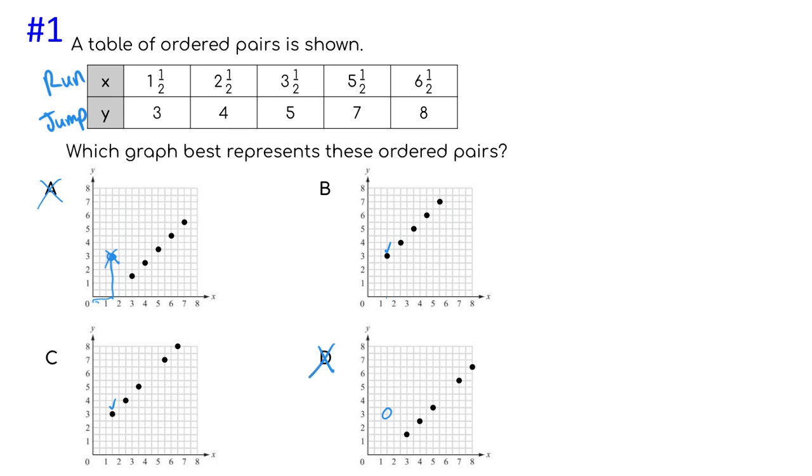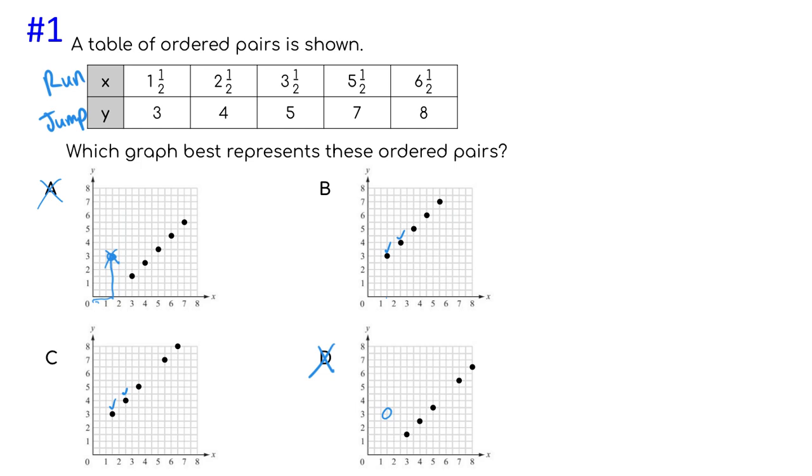All right, our second point should be at 2.5, 4. So checking answer choice B, run to 2.5, which would be between 2 and 3, and jump up to 4. B's got it. C, run to 2.5, jump up to 4. C's got it.